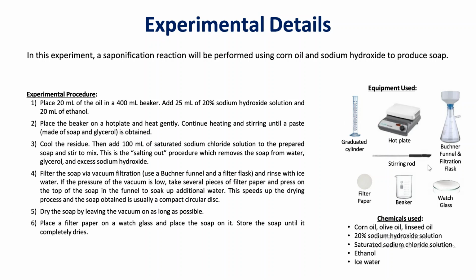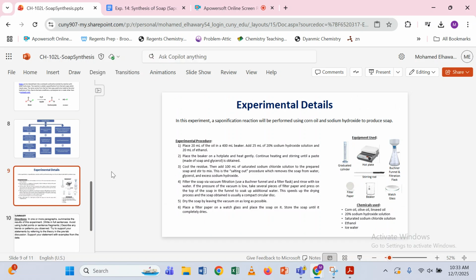The equipment you're going to be using for this is the graduated cylinder, hot plate, stirring rod, filter paper, beaker, watch glass, and the Buchner funnel and filtration flask. And you're going to use the corn oil, olive oil, linseed oil, and 20% sodium hydroxide, the saturated sodium chloride solution, ethanol, and the ice water.